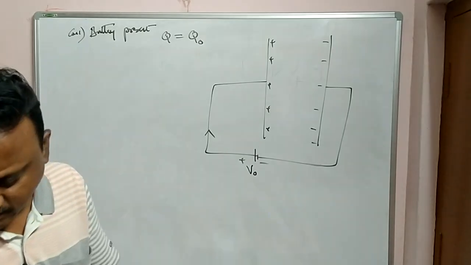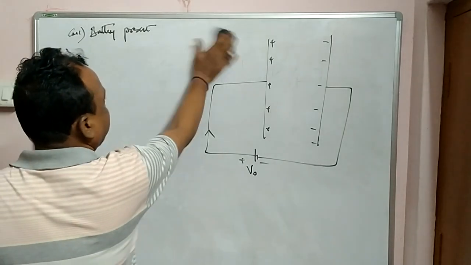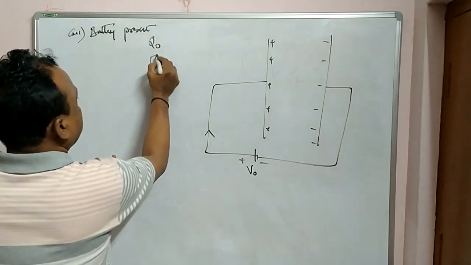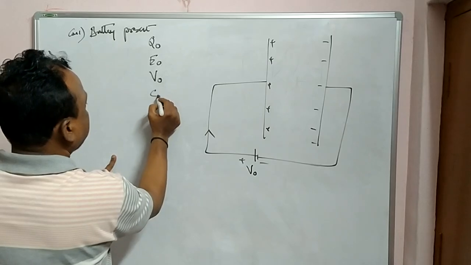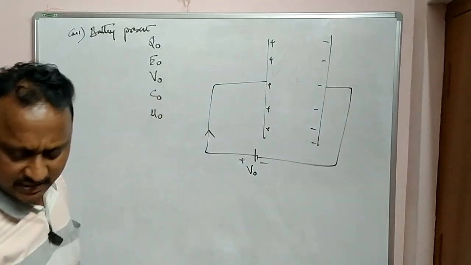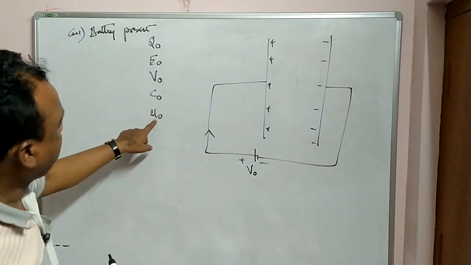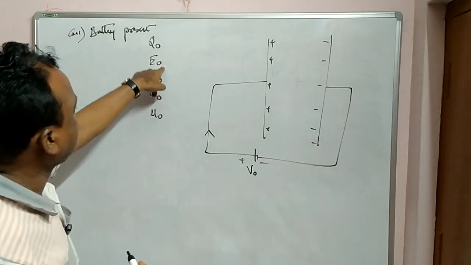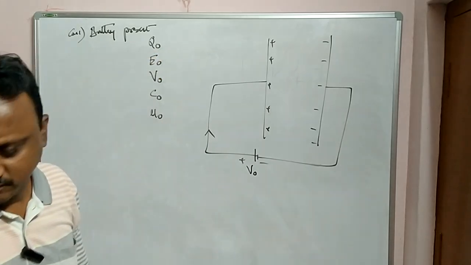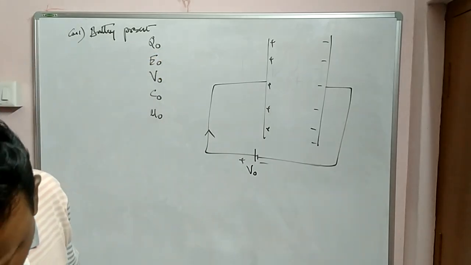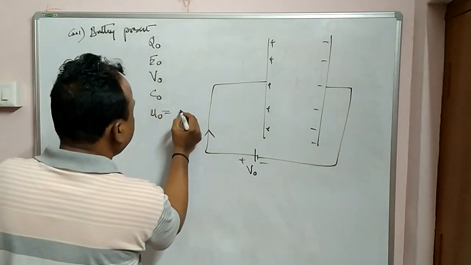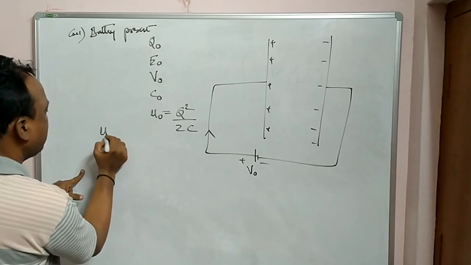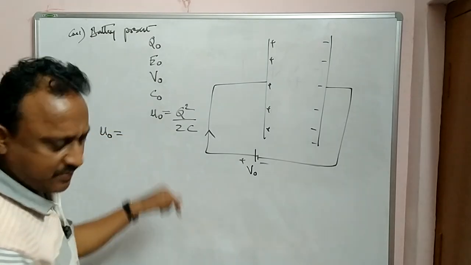So first let us write the initial values, then the remaining values. First the initial values, right. When the battery is there: Q0, E0, V0, C0, U0. These are the initial values. C0 is the initial capacitance, V0 the initial potential, E0 the initial electric field, Q0 the initial charge, and U the energy. So how will you get U0? You can use the formula Q square by 2C. Therefore, U0 is equal to Q square by 2C.